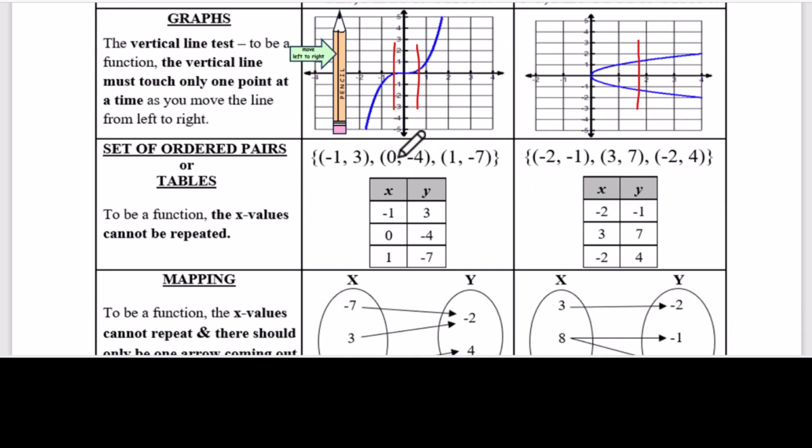If you have a list of ordered pairs or a table, the x value cannot repeat. And it's easy on the table. On the set of ordered pairs, just look at the first number of each parenthesis, and we see right there the x doesn't repeat, so this is a function. Now, if the x repeats like here, then you know it's not a function.